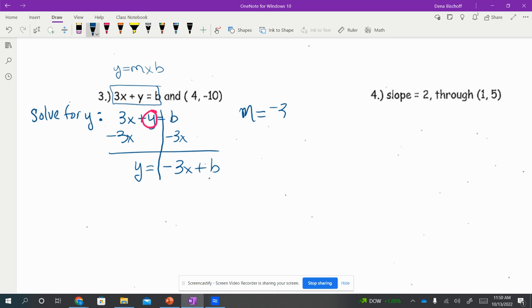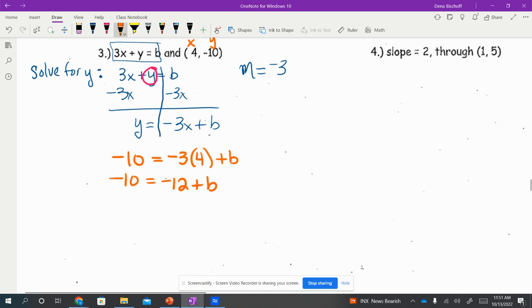My slope is -3. The equation has to be in the y equals form for us to determine what the slope is. If it's not, you're going to have to put it like that. So now since I have it in y equals, I can plug in 4 for x and -10 for y. -10 equals -3 times 4 plus b. What is -3 times 4? -12. So -10 equals -12 plus b.